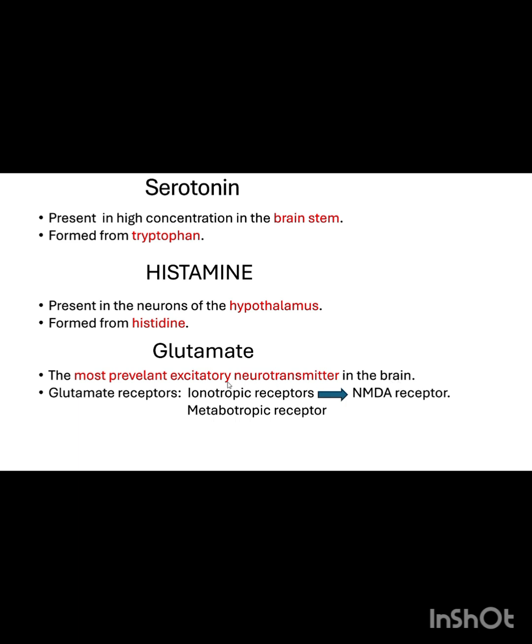And glutamate receptors, there are 4 subtypes of glutamate receptors. The 3 subtypes are ionotropic receptors, and these are the ion channel associated receptors. One example is the NMDA receptor, that is N-methyl D-aspartate receptor. And the one subtype is the metabotropic receptor. So this is a G protein coupled receptor because it is coupled to an ion channel via a heterotrimeric G protein.